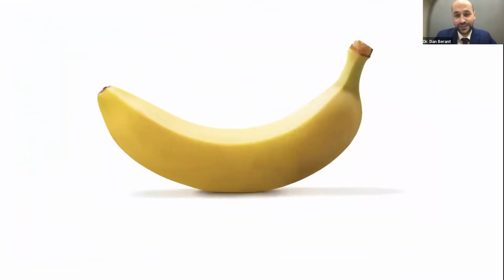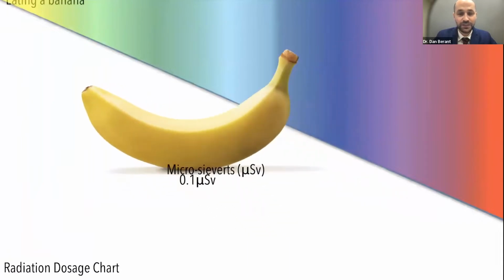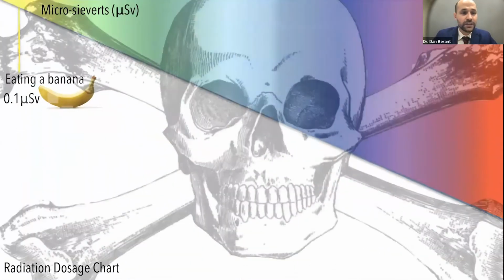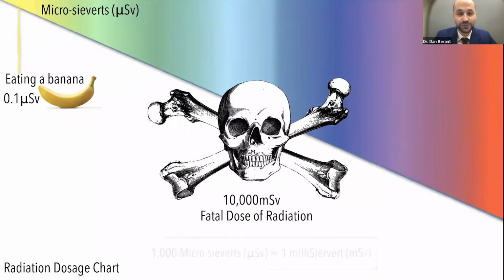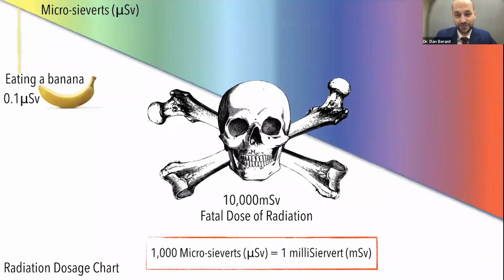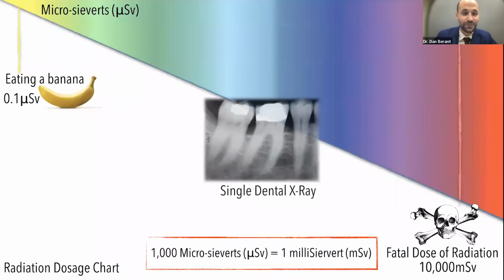So if we look at this banana, it contains 0.1 microsieverts of radiation. And so if we use the spectrum, and this is based off a study in 2010, eating a banana is about 0.1 microsieverts. So that goes on the far left. Now, what is the fatal dose of radiation? So the fatal dose is around 10,000 millisieverts. So 1,000 microsieverts equals 1 millisievert. Now, this is not a math class, so I won't do the calculation and let you know that it takes about 100 million bananas to reach that fatal dose of radiation.